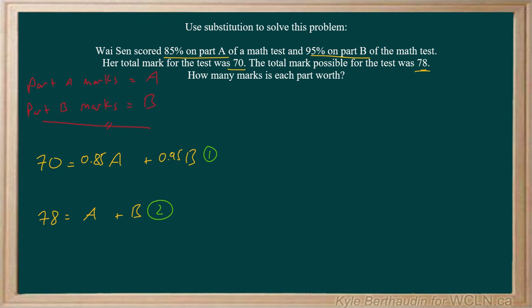Now, let's use substitution in these two equations to find how many marks are in A and B. So, let's solve equation 2 for A and then substitute that into equation 1. So we have 78 equals A plus B. And if we're solving it for A, we'll subtract B to the other side. Great. So now we take that and we're going to substitute it into the other equation, equation 1.